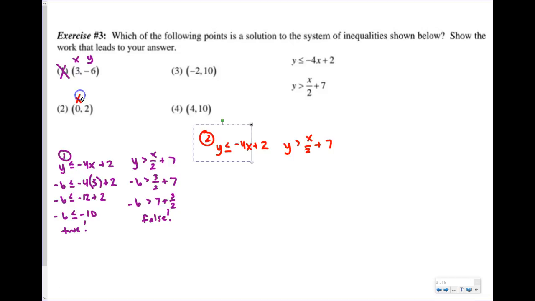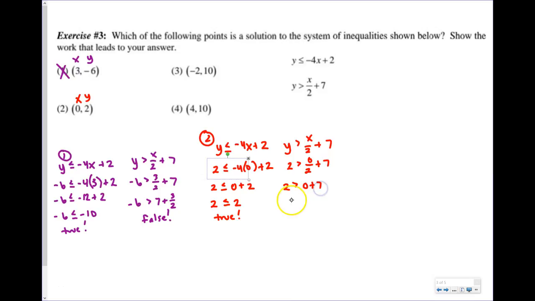So this next one is x is 0, y is 2. So I'm going to plug in 2 for y and 0 for x and simplify. -4 times 0 is 0. 0 plus 2 is 2. Is 2 less than or equal to 2? Absolutely, it's true. Let's see if the other one's true. Plug in 2 for y and 0 in for x. 2 is greater than 0 divided by 2 is 0, and 0 plus 7 is 7. Is 2 greater than 7? No, that's false, so that one can't be true.